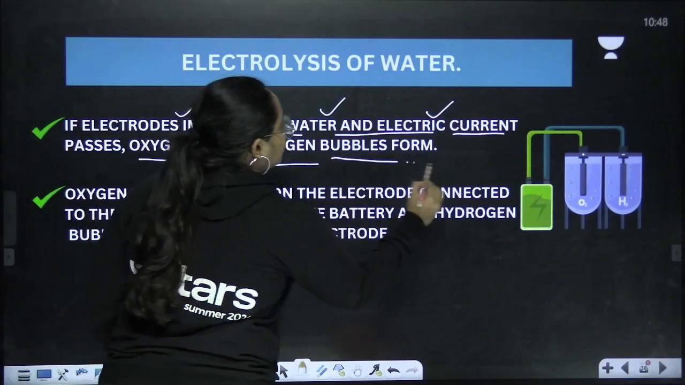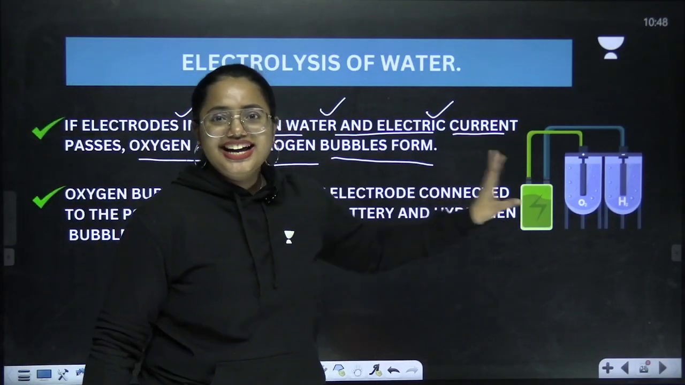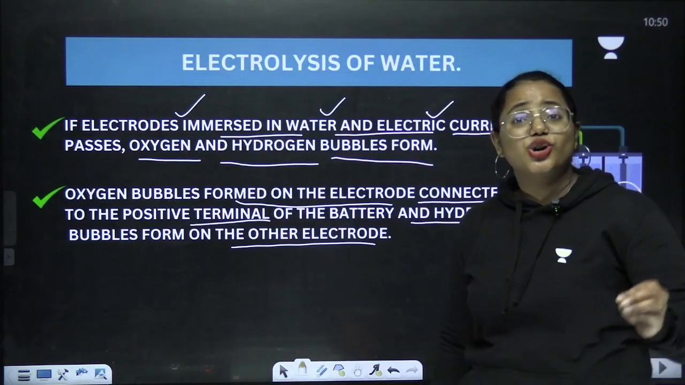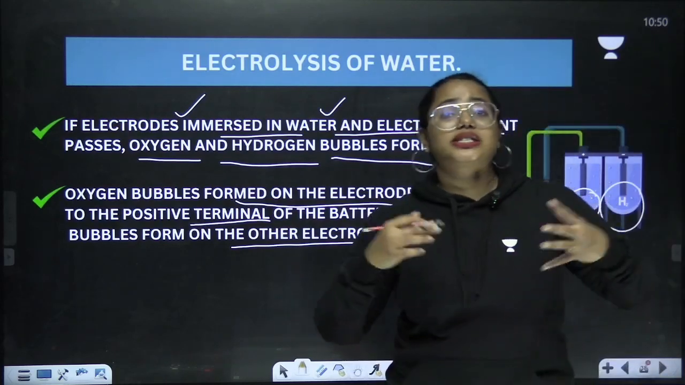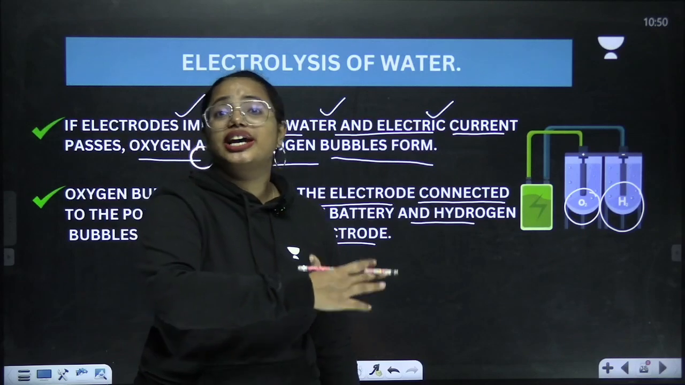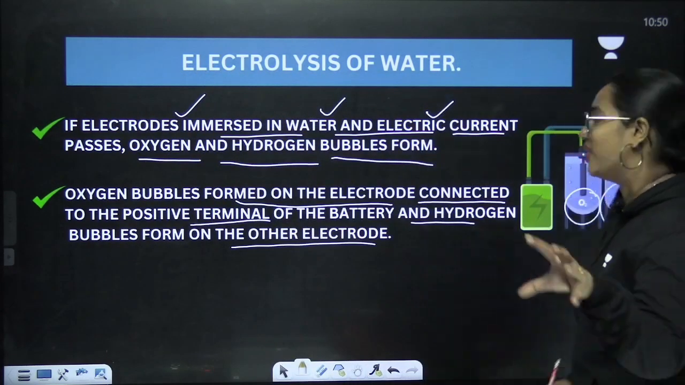Oxygen and hydrogen bubbles form. Look at this picture, you can see that, right? Yes. So oxygen and hydrogen bubbles form. And when you talk about the bubbles, oxygen bubbles are formed on the electrode connected to the positive terminal, whereas hydrogen bubbles are formed near the electrode which is connected to the negative terminal of the battery. So this is the way that you need to understand the point.